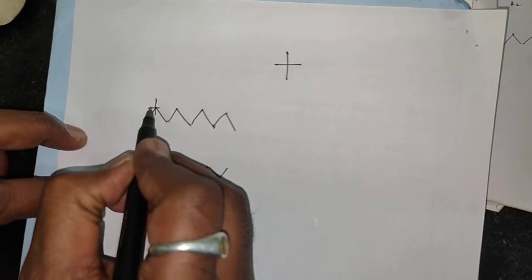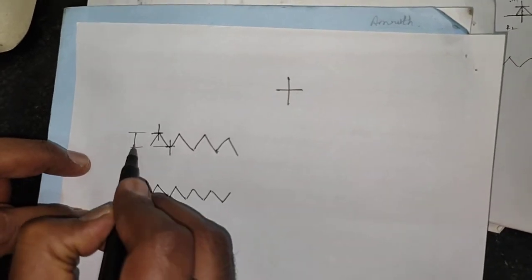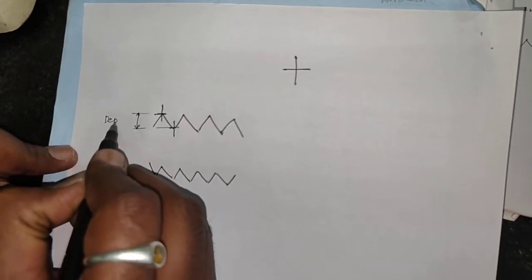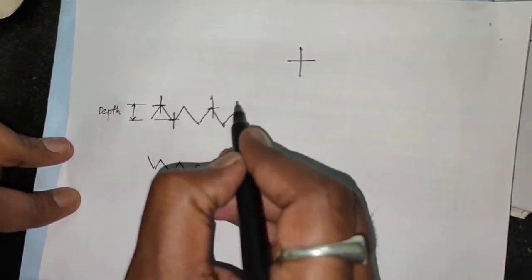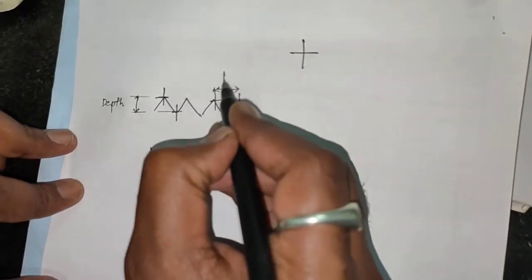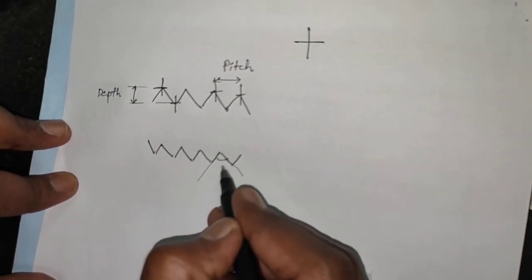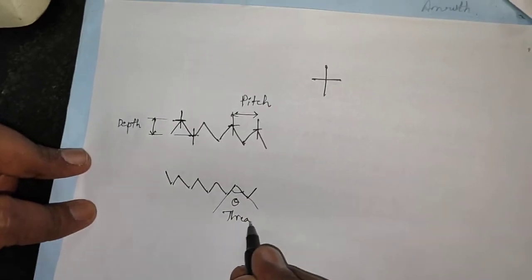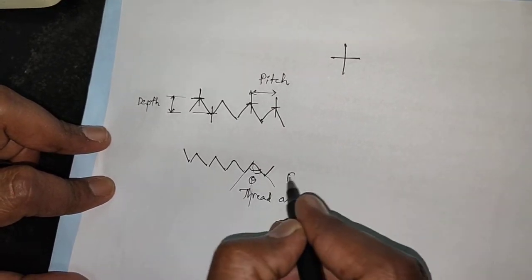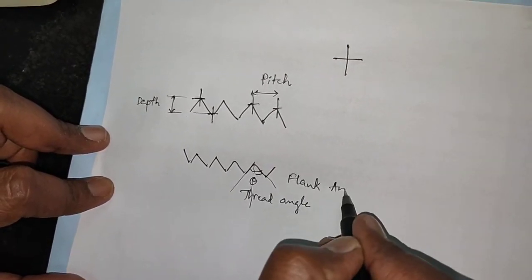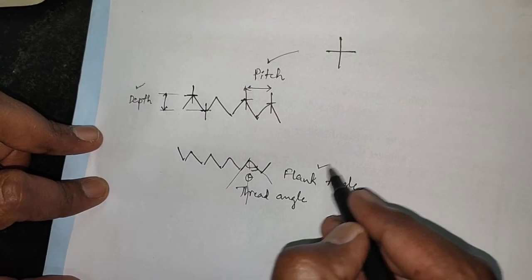So from this point to this point, that is the center here, it's called as the depth of the thread, and from here to here, this is called as pitch, and this angle theta is called as thread angle, and half of this is called as flank angle. So we are supposed to measure the pitch, depth and the flank angle.